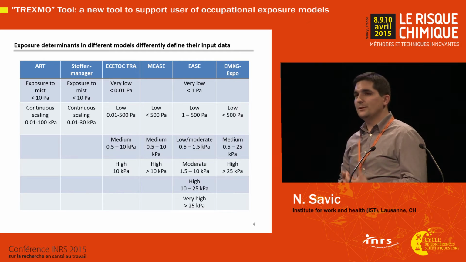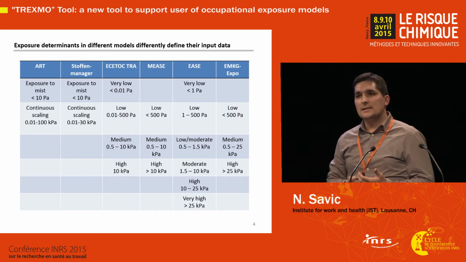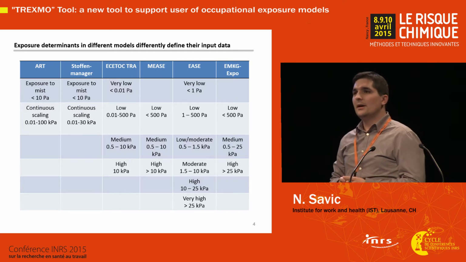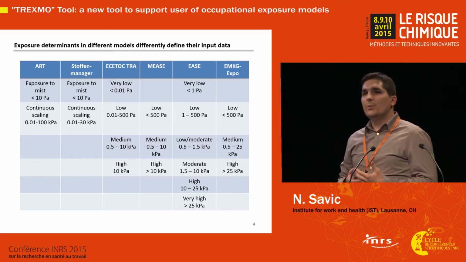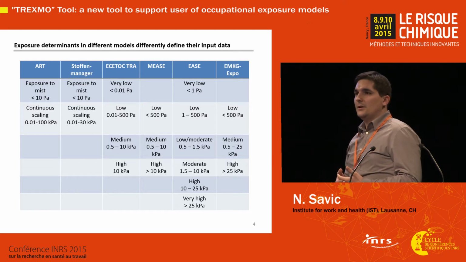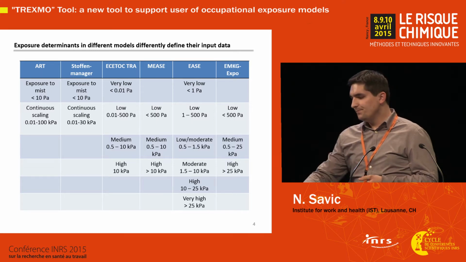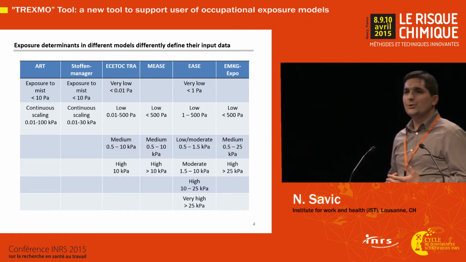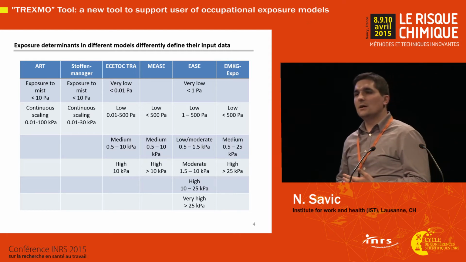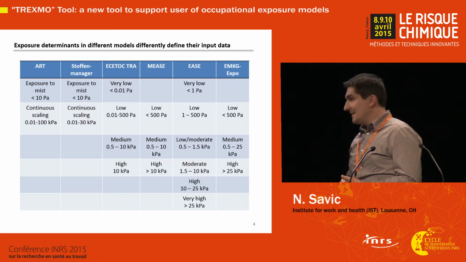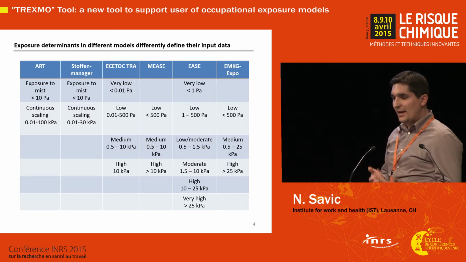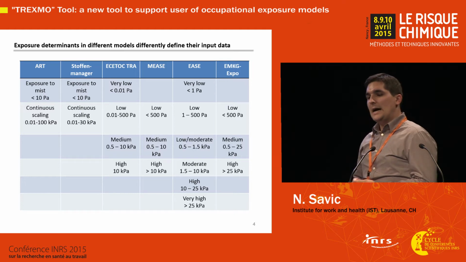This is a simple example of differences between these models. There are many more differences with other determinants, such as activities or handling in Stoffenmanager and ART, which use totally different ways to describe the activity applied to some source of exposure. All this requires the user to appropriately select the list of inputs for every determinant used in any of these models. As I explained in these 3 previous slides, all these models are different, and that is one problem when these models are used.